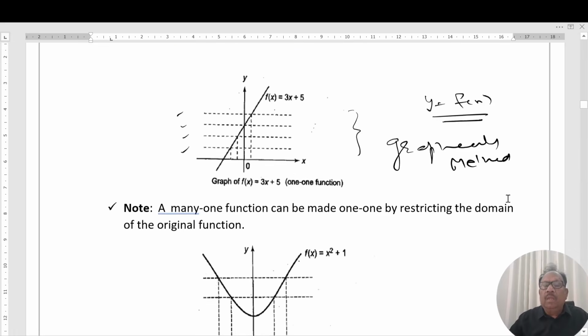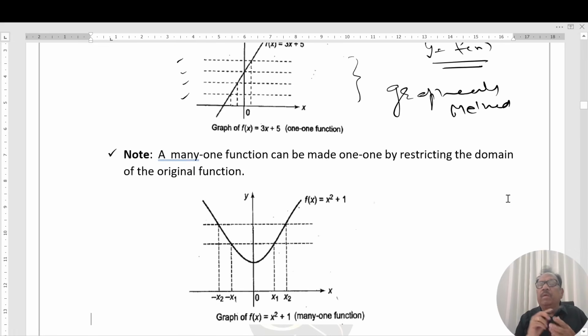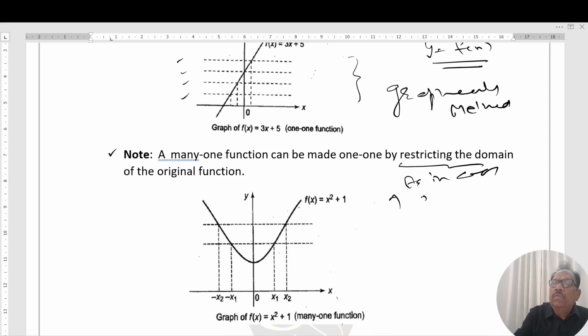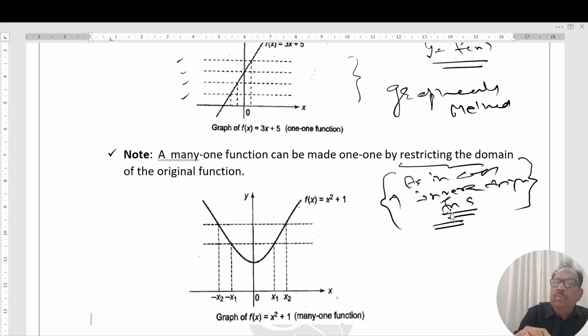A many-one function is made one-one by restricting the domain of the original function, as in the case of inverse trigonometric functions, which I will discuss in the chapter on inverse trigonometric functions, in class 12 mathematics.